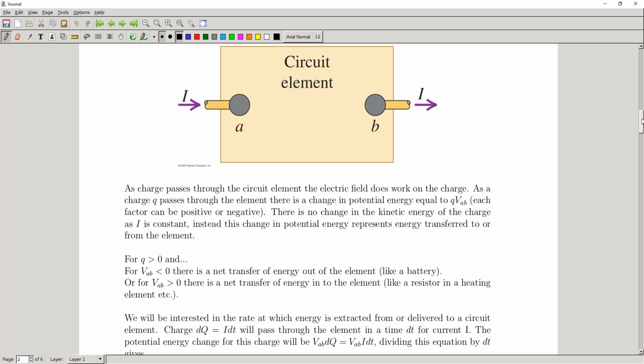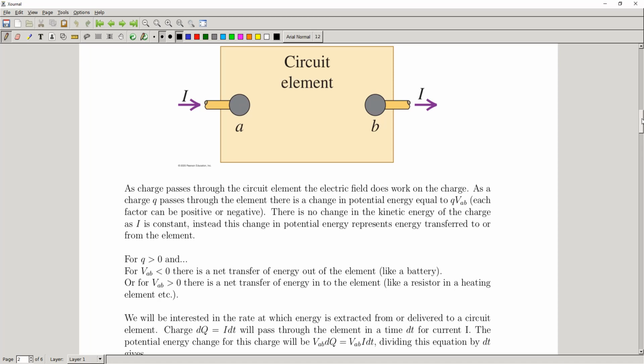Each of these factors could be either positive or negative. Our Q could be a negative charge or a positive charge, and VAB could be negative or positive depending on whether we have a potential drop or a potential increase across this thing. So again, either it's a battery or a resistor or whatever. So we can have the potential going up or the potential going down across this thing.